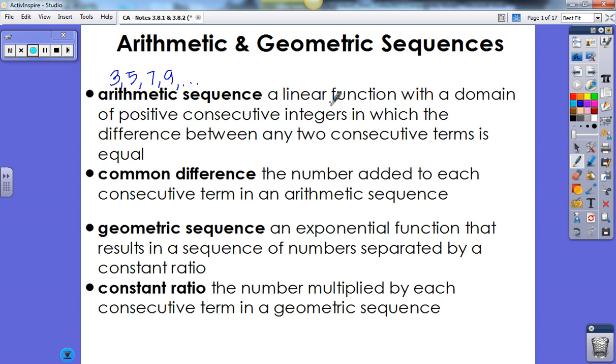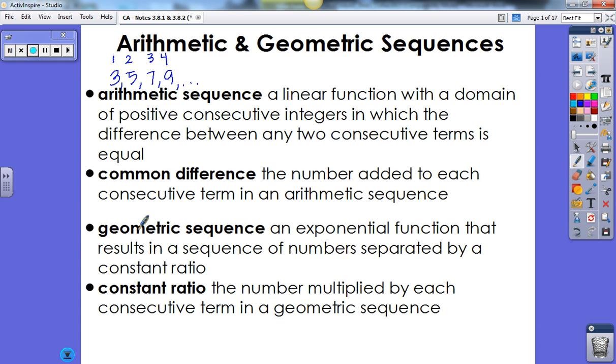Notice that it also says it's a linear function with a domain of positive consecutive integers. So if you recall, for the domain of arithmetic and geometric sequences, we talk about the first term, the second term, the third term, the fourth term. So if this is my domain, then I would have to start with 1, then 2, then 3, then 4, because I have to start with the first term, then the second term, then the third term. I don't have term number 1 1/2, term number 2 3/4. So it has to be positive and it has to be consecutive integers.